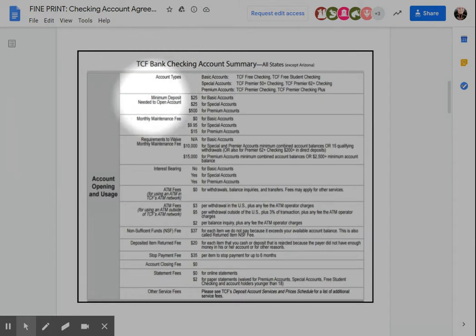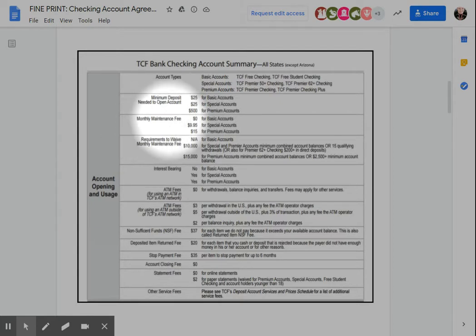Okay, now we're going to look at the minimum deposit needed to open an account. That means when I go to open this account, if I want to have a basic account, I have to deposit $25 in the account. Same thing for special. For the premium account, I have to have $500 to open up this account.